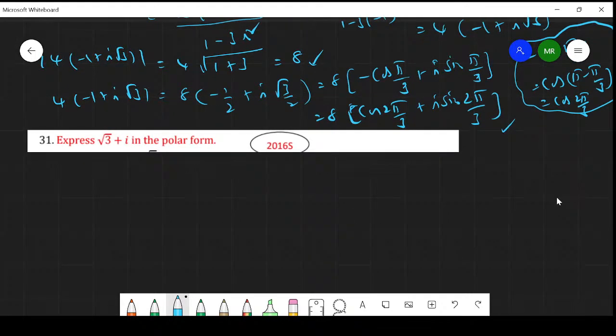Another 5 more problems are there in complex numbers. After that I will explain quadratic equations. See that now.